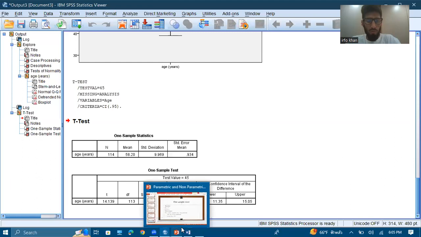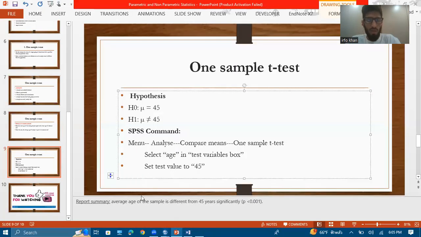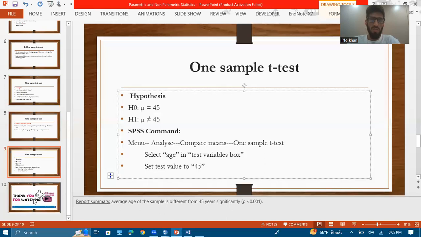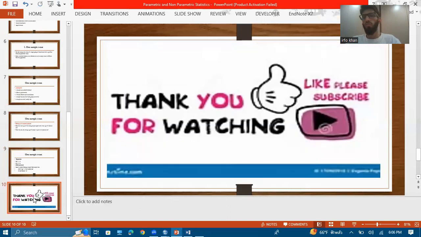You can also report it like this: the average age of the sample is significantly different from 45 years, with a p-value less than 0.001. If SPSS shows 0.00 as the p-value, you can report it as less than 0.001. So this is everything about the practical demonstration of the one sample t-test in SPSS.